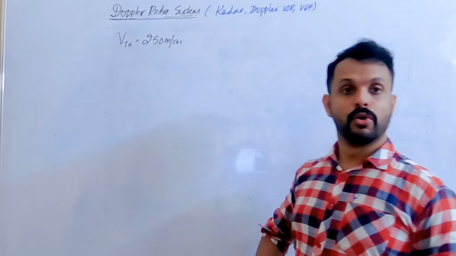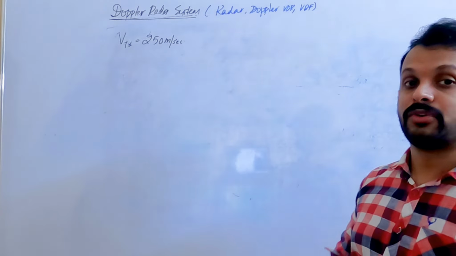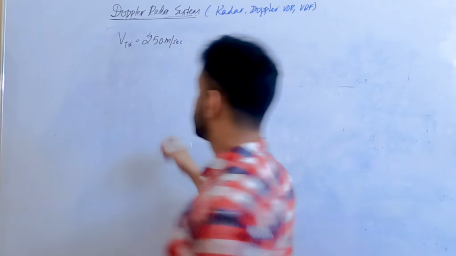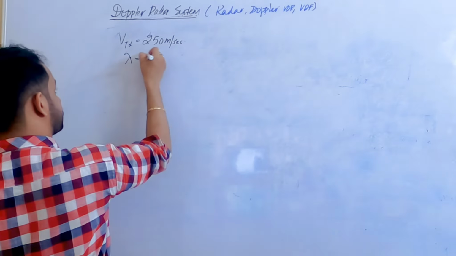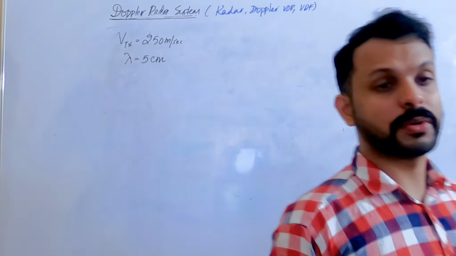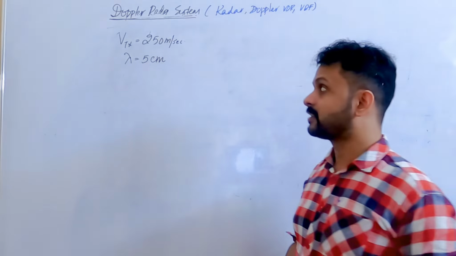So the transmitter is moving directly towards the receiver at 250 meters per second, and the wavelength of transmission is given as 5 centimeters. You are asked to find the frequency shift in kilohertz at the receiver.